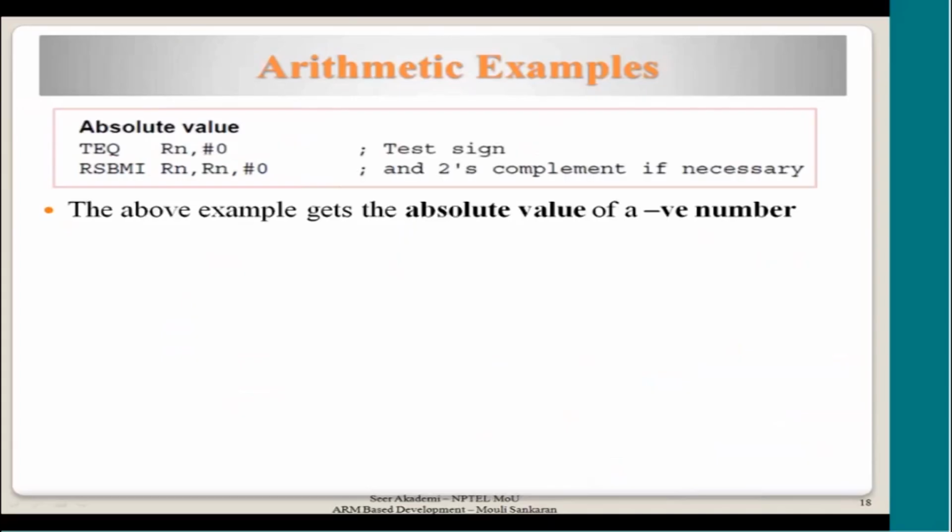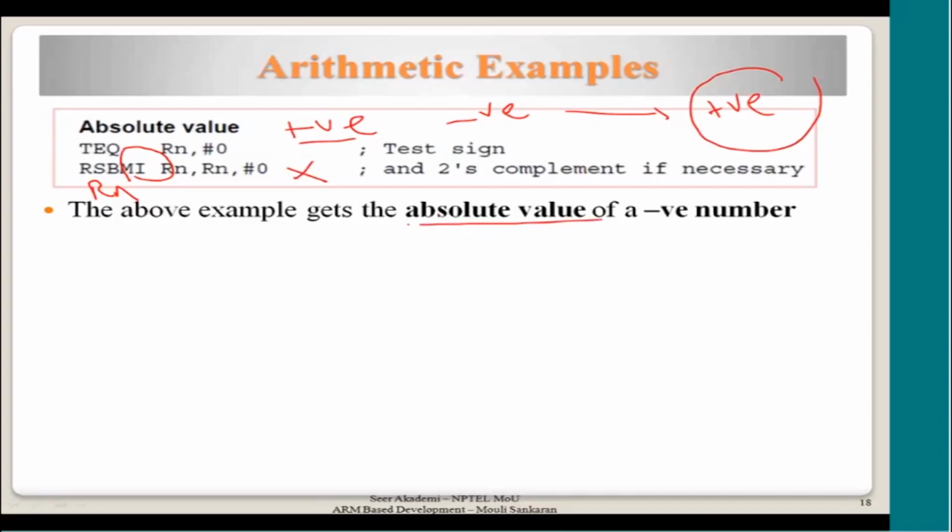Now you may wonder, if Rn was always positive earlier, will it impact Rn? It won't, because MI will not be true, so RSB will not be done. So Rn will be the same as what it was earlier. So irrespective of whether it was positive or negative, you will get the positive value in Rn. That is why I am saying it takes the absolute value of a negative number. Otherwise, it keeps the same positive value.